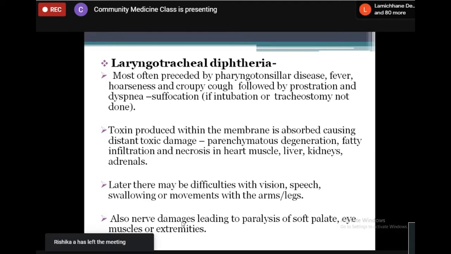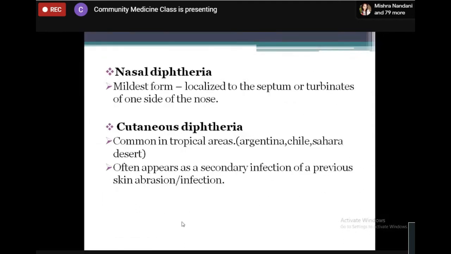So laryngeal diphtheria is quite serious as compared to pharyngotonsillar diphtheria because it can lead to paralysis of the soft palate, our eye muscles, or even paralysis of our extremities, that is hands and legs. The next one is nasal diphtheria. Nasal diphtheria and cutaneous diphtheria are not so serious. They don't lead to serious conditions.